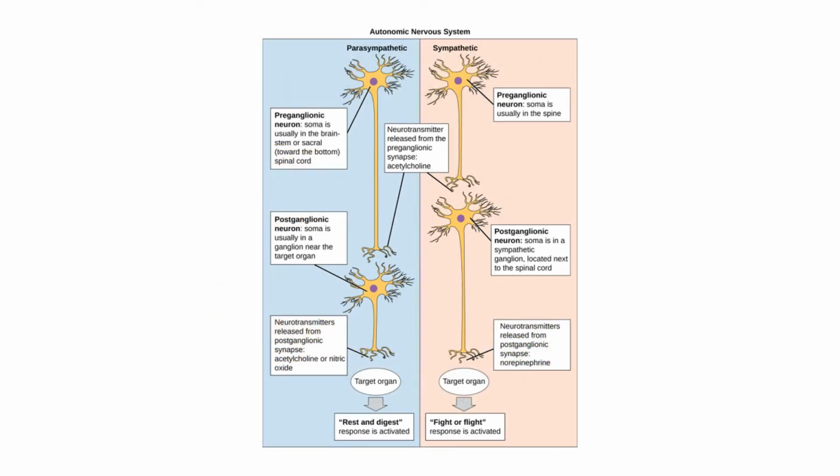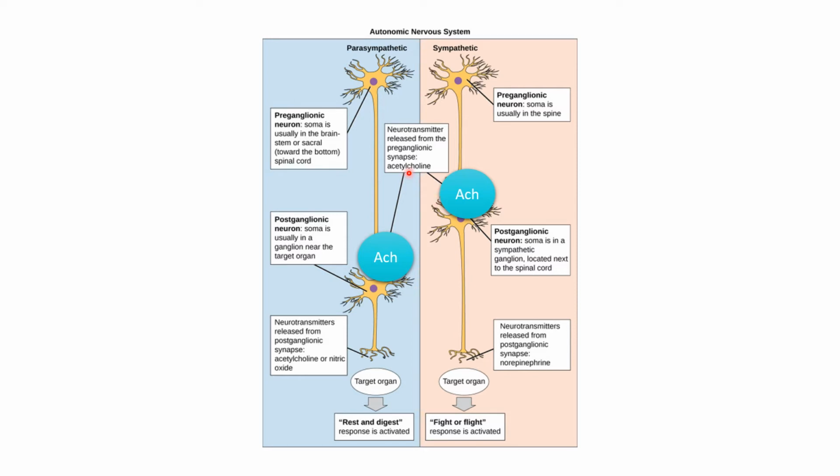Okay, so now to compare the parasympathetic and the sympathetic divisions of the autonomic nervous system, as we can see here, in the parasympathetic nervous system, the preganglionic neuron is actually longer than the postganglionic neuron. So the opposite is true for the sympathetic nervous system. So in the sympathetic nervous system, the preganglionic neuron is usually shorter, well, it's always shorter than the postganglionic neuron, okay?